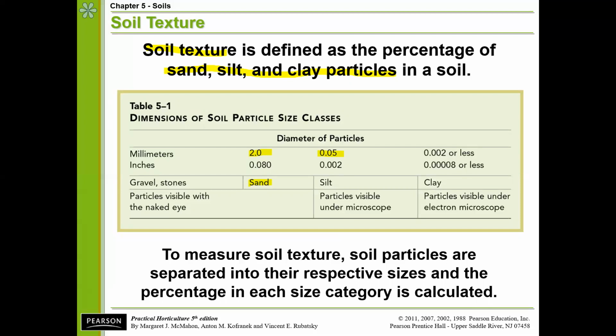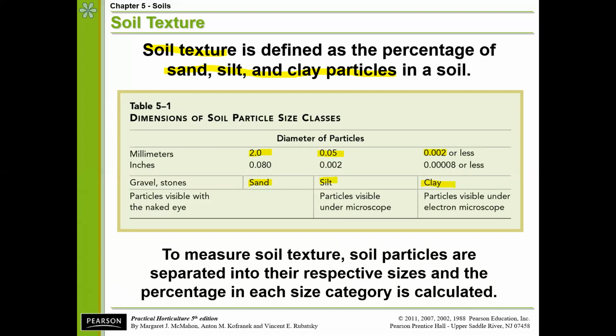Anything between 5/100ths of a millimeter and 2,000ths of a millimeter is silt. And then anything below 2,000ths of a millimeter is clay. So what is sand, silt, or clay isn't determined by the parent material as much. I mean, it is to a certain extent, but it's just determined by the size of the particles themselves.